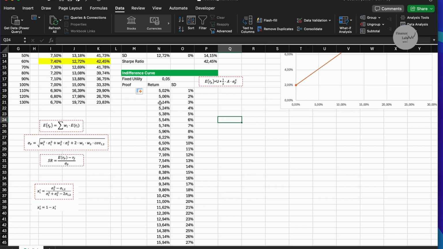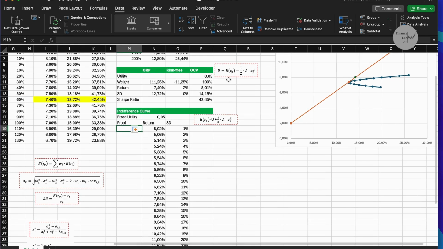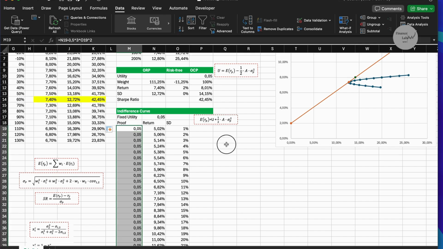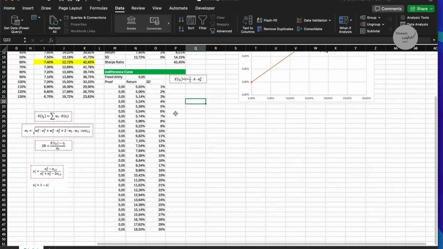and this given utility. Now we can prove it because if we calculate the utility using this return and the standard deviation, we should get 0.05. And let's see if this is the case. We have the expected return minus 0.5 times 3 times standard deviation squared, so we get the variance, 0.05, double click to get everything computed, and this is correct. So now we can plot our indifference curve.